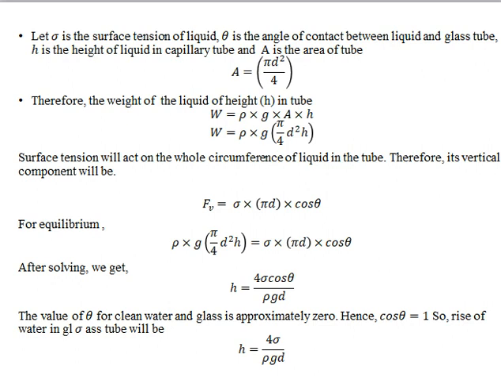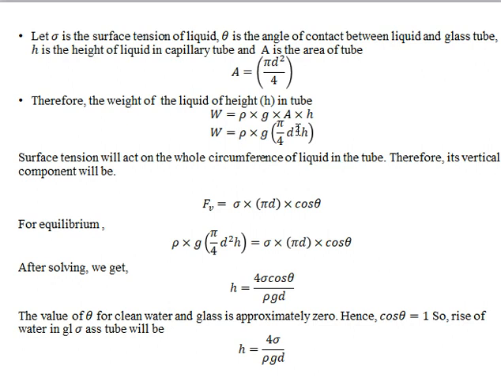If sigma is the surface tension of the liquid, theta is the angle of contact between the liquid and the glass tube. If h is the height of the liquid in the capillary tube and A is the area of the tube, then the weight of the liquid of height h in the tube can be given as rho g A multiplied by h. Elaborating the value of A that describes the area, the expression can be given like this.